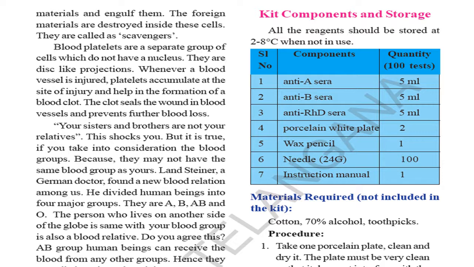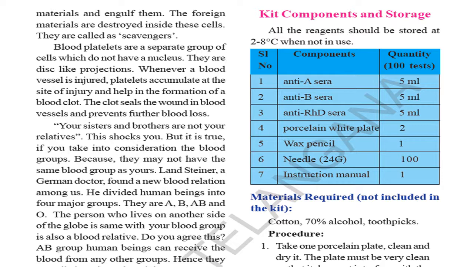Your sisters, brothers are not your relatives. This will shock you, but it is true. They don't have the same blood group. Everyone has a different blood group. Landsteiner, a German doctor, found new blood relations. They are A blood group, B blood group, AB and O. The person who lives on the other side of the globe may have the same blood group as you. It's called blood relative. Do you agree to this? AB group human beings can receive blood from any other group.